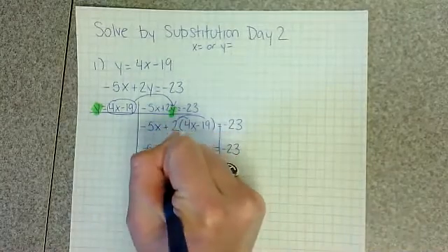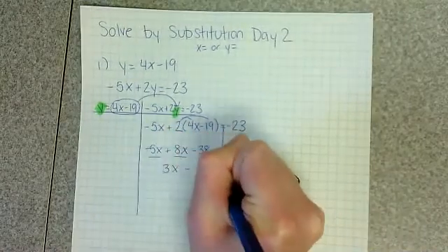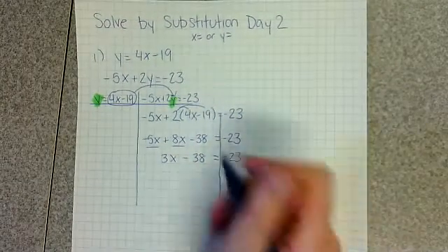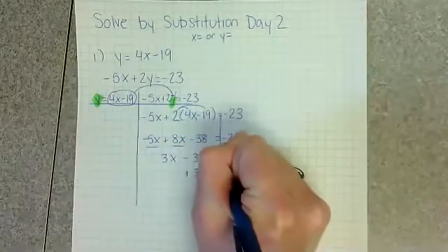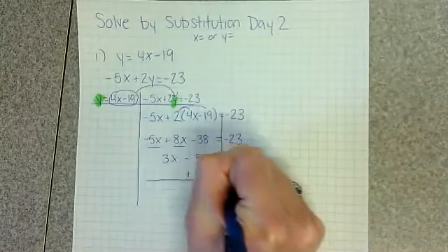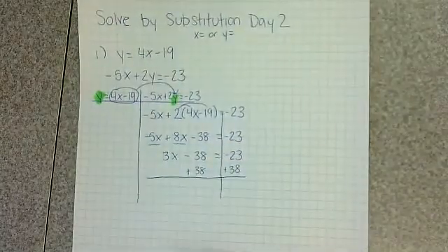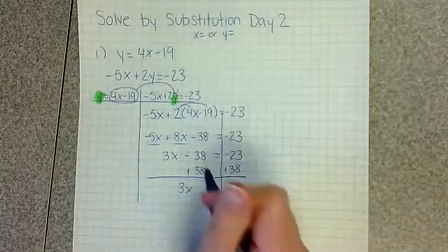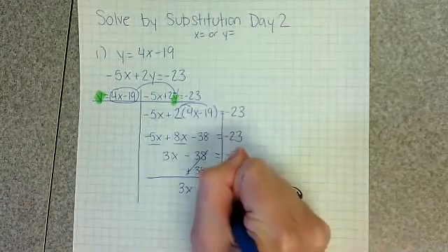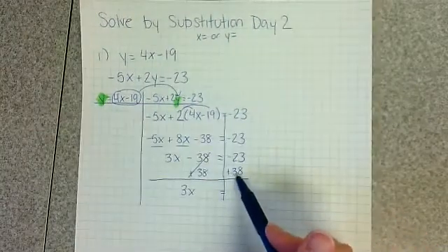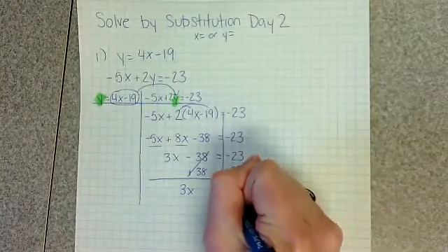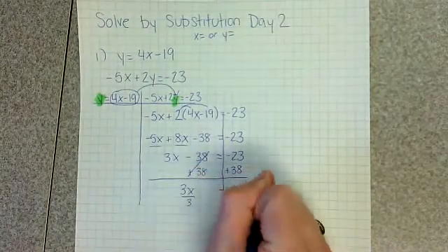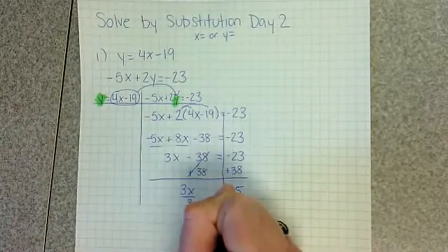Put my like terms together. Move my 38 over. Drop down my 3x. Negative 38 plus 38 cancels out. Negative 23 plus 38 is positive 15. Divide by 3, divide by 3. X is equal to 5.